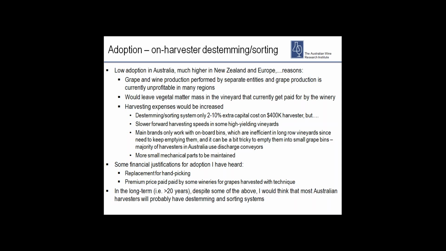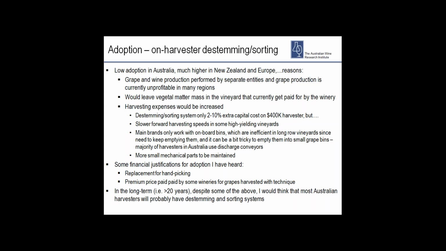Some people that I've spoken to that have recently purchased or leased harvesters with onboard systems justified the cost based on them being a suitable replacement for hand picking. And I've also heard recently something about one company paying growers a premium for grapes harvested by machines with the onboard destemming and sorting systems. I don't know how widespread this is.